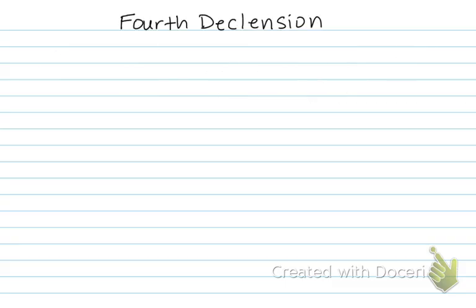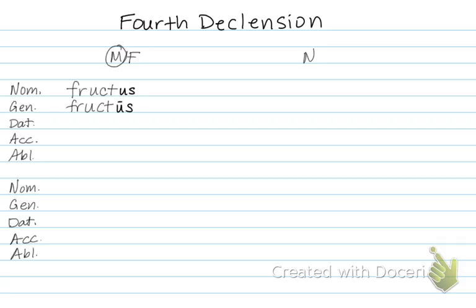So let's look at the fourth declension. There's a masculine and feminine form and a neuter form. Most are masculine and not feminine. There's a handful of feminines. So let's look at a masculine first. Our sample noun is fructus.